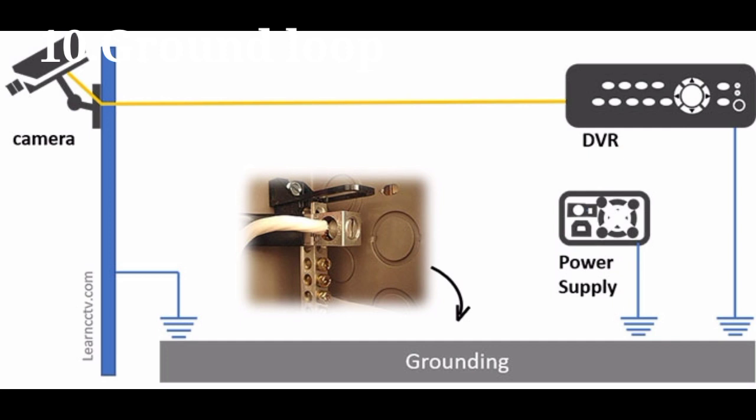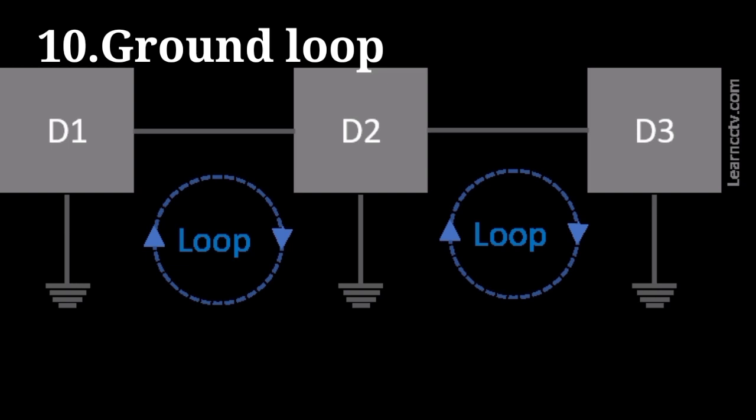And in the other image you can see there are three devices, D1, D2 and D3. And these three devices are separately connected to ground points. So there is a voltage difference. Between D1 and D2, you can see a ground difference, V2 minus V1. And between D2 and D3, you can see a difference, that is V3 minus V2. So if there is a voltage difference between the devices, then this will create horizontal lines on the display screen.